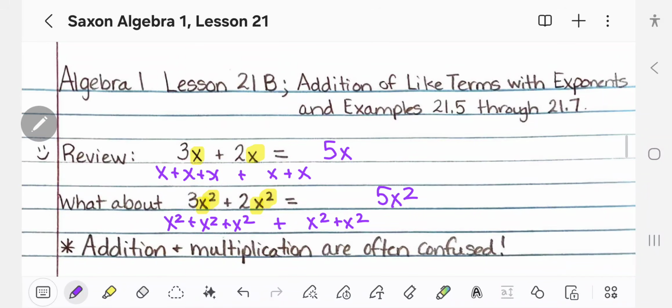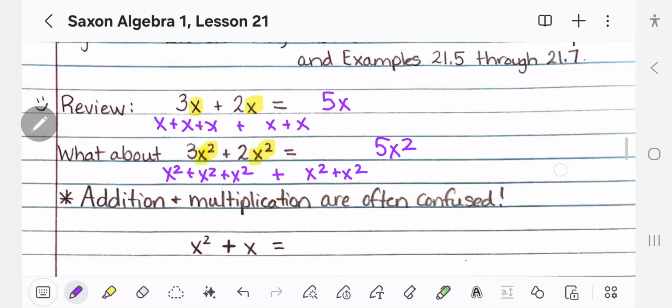Addition and multiplication are often confused. This is a very common error. So we're going to try to address it from our foundation here. What would I do if I were going to try to add x squared plus x? Well, I see I have 2 different terms here, but are they like terms? This one is x and this one's x. Looks good so far, right? But this x is raised to the second power, whereas this x is raised to the first power. So these are not like terms, and you can't combine them. You would just simply leave it like this.